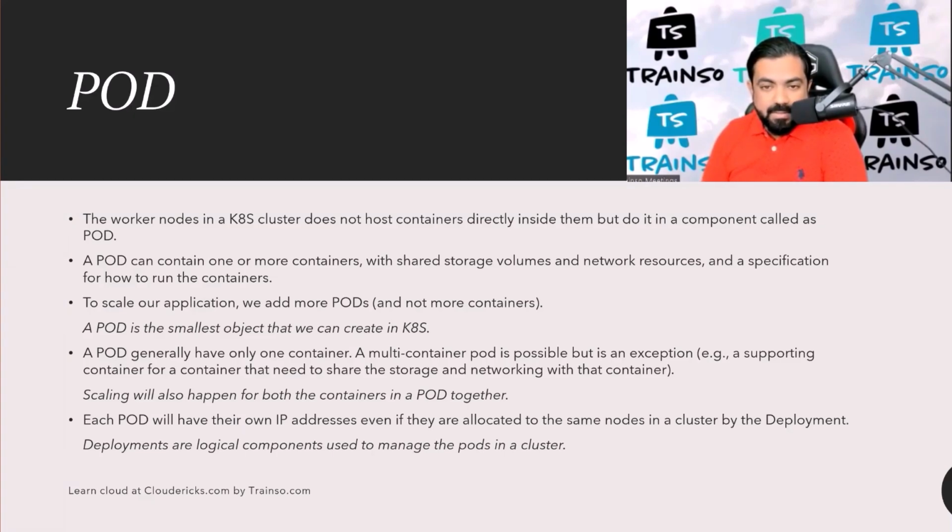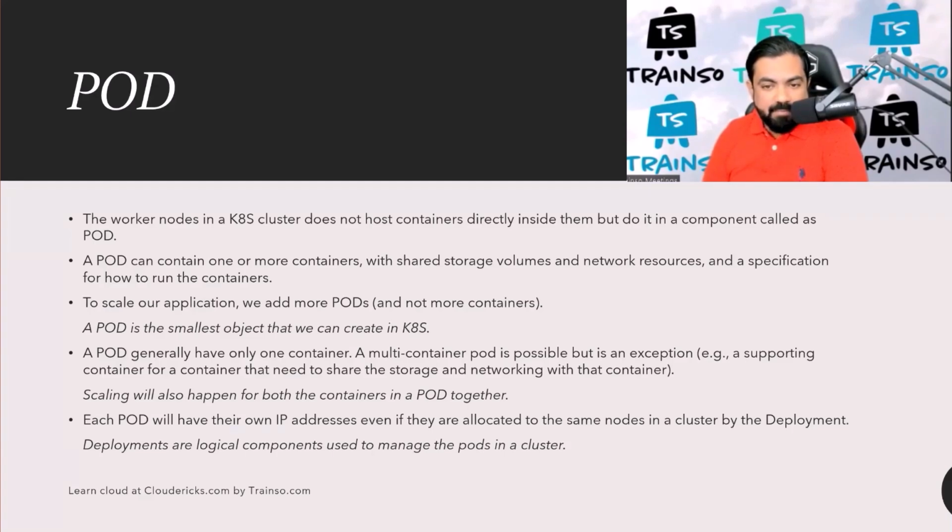To scale our application, we add more pods and not more containers. A pod is actually the smallest object that we can create in Kubernetes. Even though a pod can have multiple containers, a pod generally has only one container. A multi-container pod is definitely possible, but that is an exception. Example, a supporting container for a container that needs to share the same storage and networking with that container. In such a case, scaling will also happen for both of these containers together.